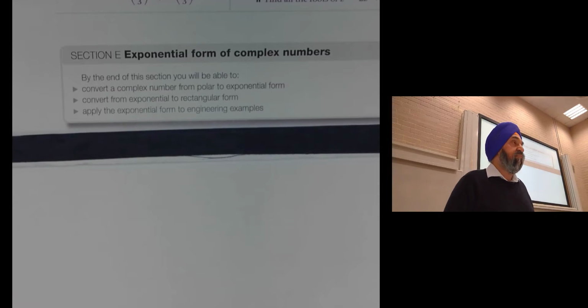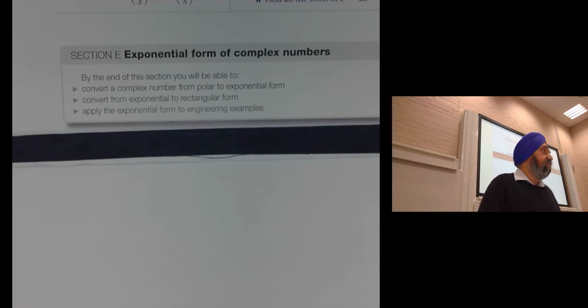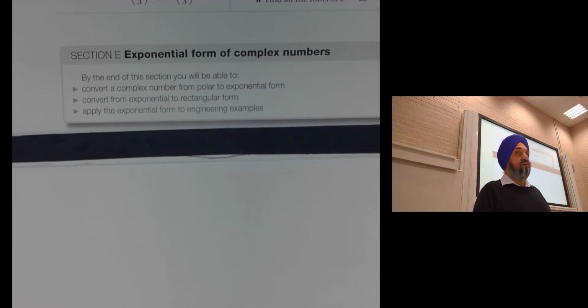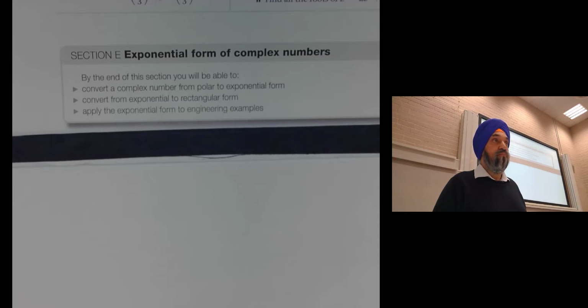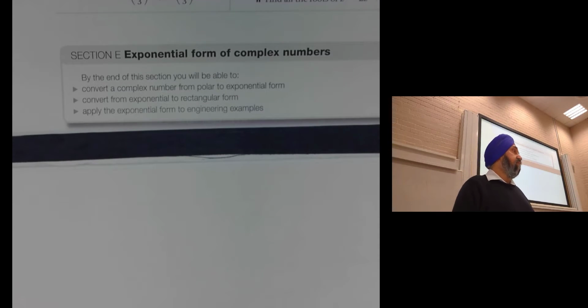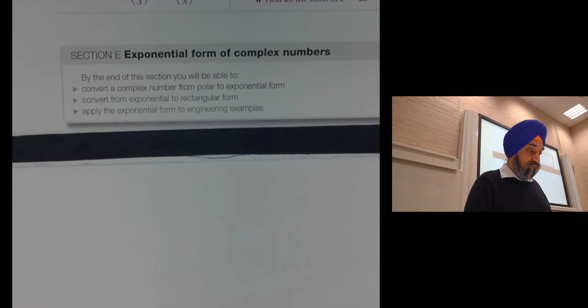Another format is exponential form. And you might argue, why do I have to learn a third format for writing the same complex number? So 2 plus j2 can be written in rectangular form as 2 plus j2, or in polar form as root 8, angle pi over 4, or in exponential form, which is the one we're going to discuss now. I'll tell you why in a second. There's one great advantage this has over the other two.